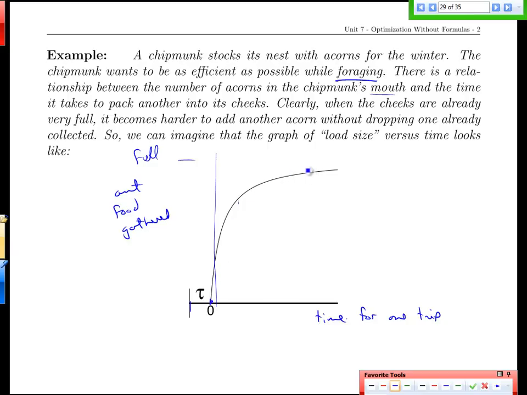So here's a graph that represents something to do with what we want to optimize, but it's actually not entirely what we want to optimize here, because it's pretty clear from this graph, the longer we spend foraging on our one trip, the more food we'll get, but somehow we feel that it's not as efficient to keep doing that as it would be to do something else.